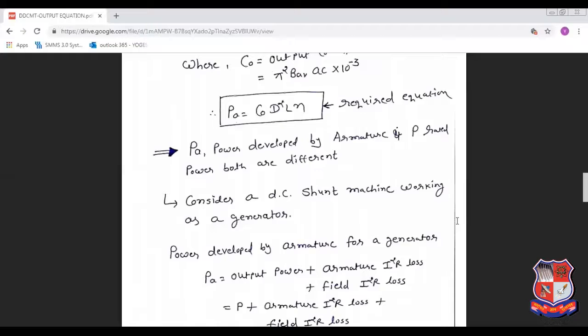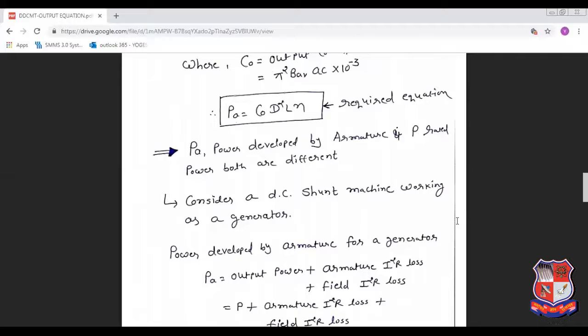Some suggested values for the specific electric loading and specific magnetic loading. Generally, a gap flux density of around 0.45 to 0.5 Tesla is recommended for DC machines up to 10 kilowatt. 0.5 to 0.9 Tesla is recommended for DC machines up to 500 kilowatt. 0.9 to 1 Tesla for DC machines beyond 500 kilowatt and up to 10,000 kilowatt.